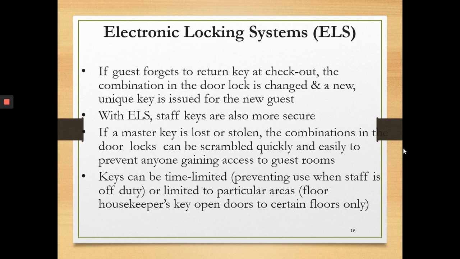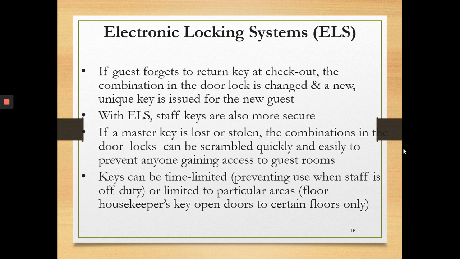With ELS, staff keys are also more secure. For example, a housekeeping maid normally has to enter every room to clean, right? If a master key is lost or stolen, the combination of the door locks can be scrambled quickly, meaning that a new door lock number or code will be generated automatically. And this will easily prevent anyone who has the stolen key from gaining access to the guest room.